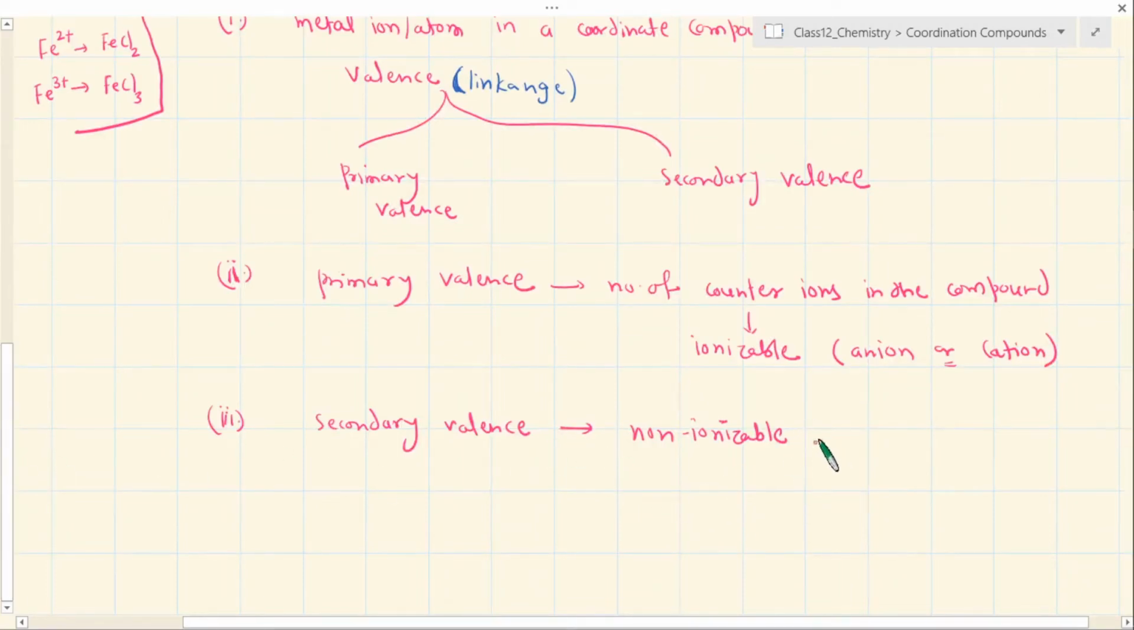Secondary valence is non-ionizable, and it is satisfied by, satisfied means what is linked with. So they could be ions, or they could be neutral molecules also. Neutral molecules. You will see the examples.